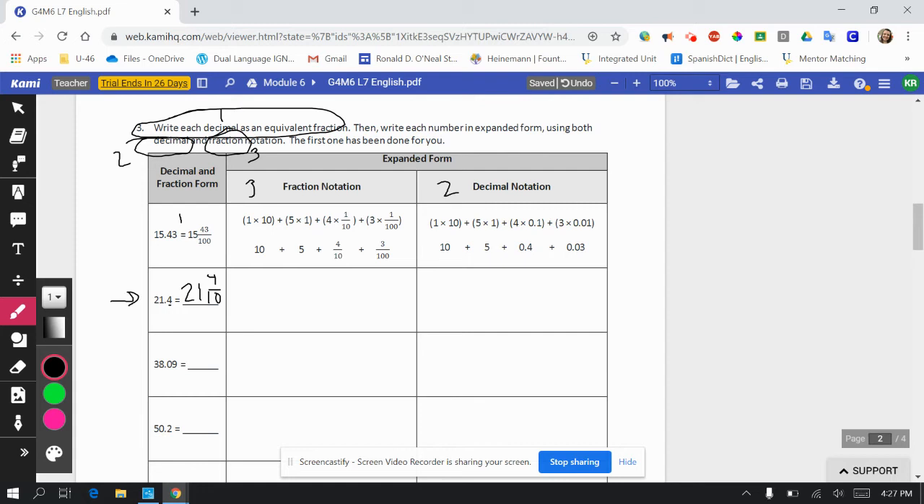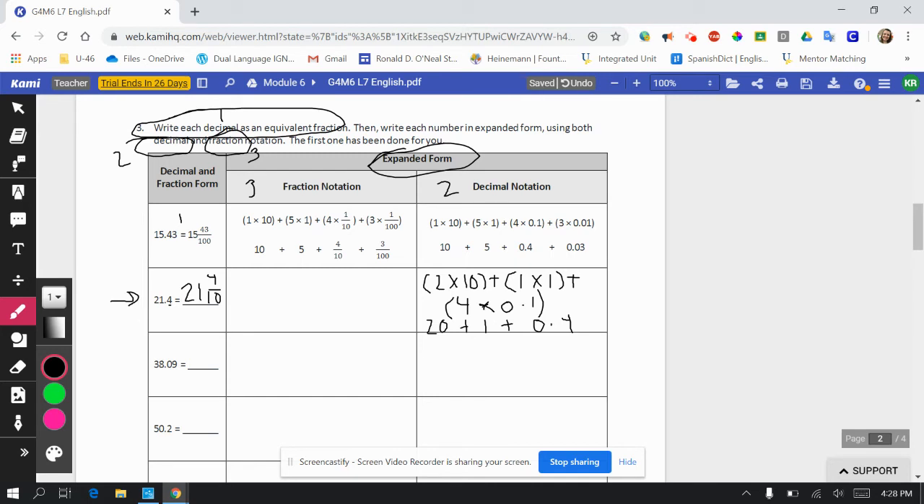Heading on over to decimal notation, I'm taking that number apart, looking at each place value. So I have 2 times, it's in the tens place, plus the 1 is in the ones place, so 1 times 1, plus 4 times 0.1. Okay, so this makes this 20 plus 1 plus 0.4. Expanded form, you're taking one number and you are expanding it.